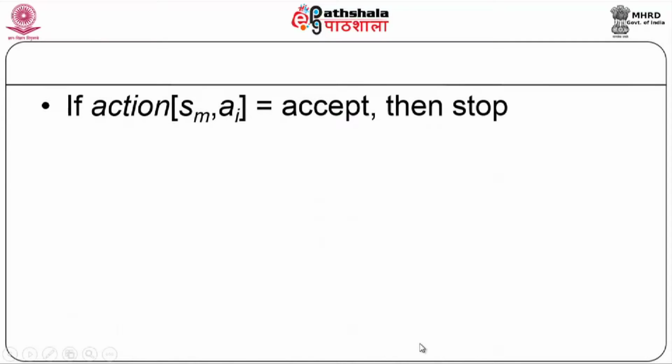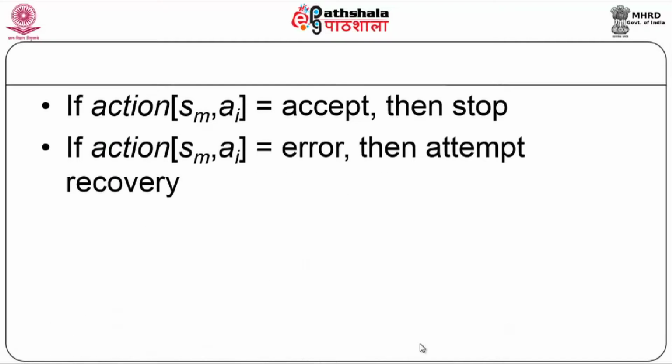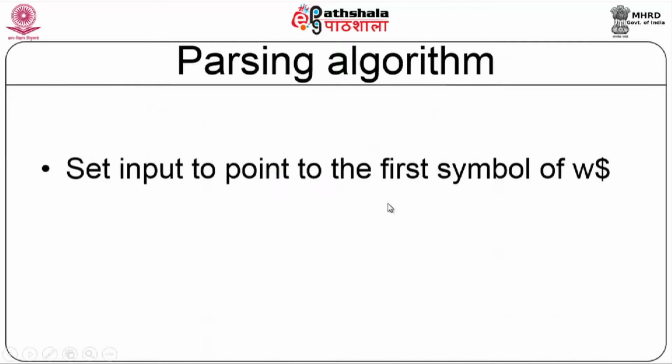So, if Sm comma ai is equal to accept, then you stop parsing. If Sm comma ai is an empty entry in the table, that is going to be an error routine. So, you have to attempt error recovery. Again, it is going to be a panic mode of error recovery, where you will try deleting the input symbol such that there will be a match of Sm comma A in your parsing table. So, this is the parsing algorithm.